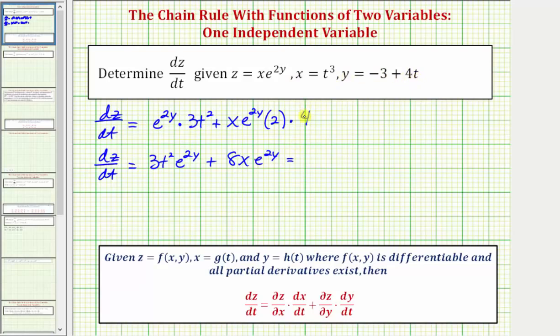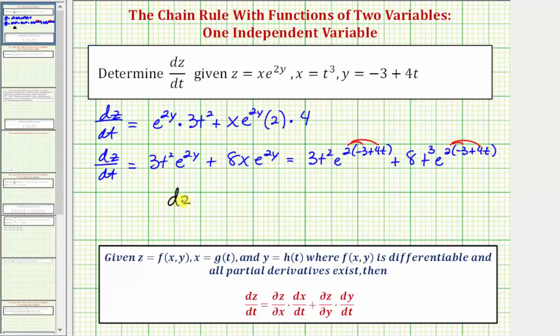So now we need to substitute t cubed for x and negative 3 plus 4t for y. So we'd have 3t squared times e raised to the power of 2 times y, which is negative 3 plus 4t. And then we have plus 8x, and x is t cubed, times e raised to the power of 2y, which is again 2 times negative 3 plus 4t. For the last step, we'll go and distribute here and here.